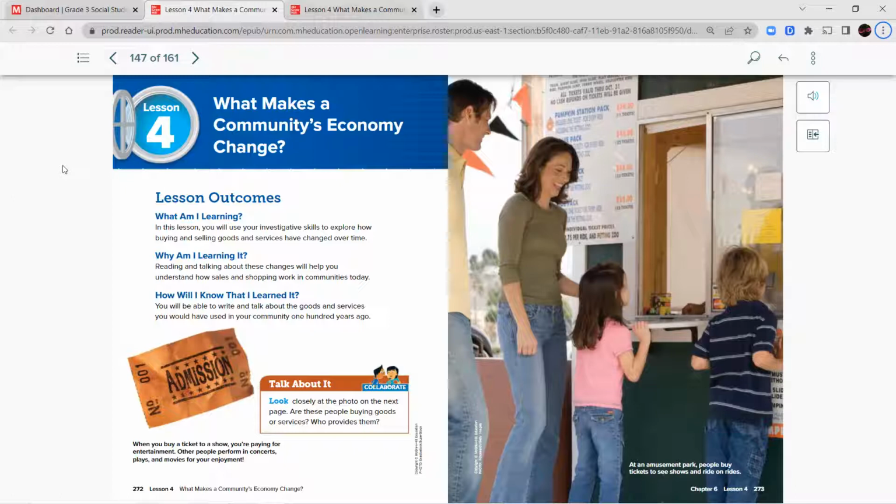This lesson is titled, What Makes a Community's Economy Change? In this lesson, you're going to use your investigative skills to explore how buying and selling goods and services have changed over time. This will help you understand how sales and shopping work in the communities today.